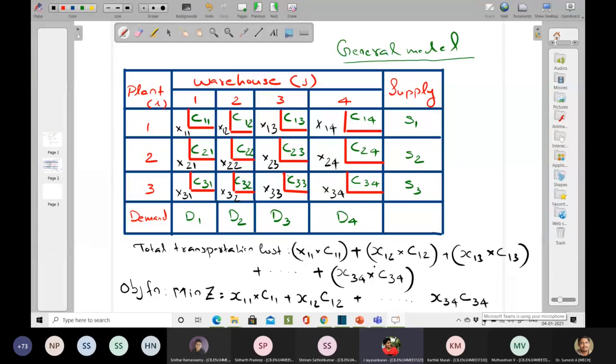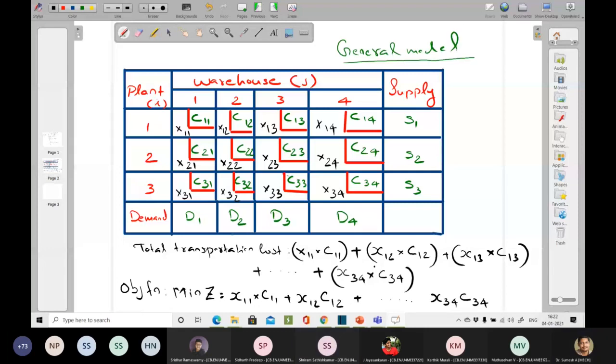Demand should be less than supply. Sir, what is X1, basically? Yeah, please carry on. Each column should be equal to the demand and each row should be less than or equal to supply.